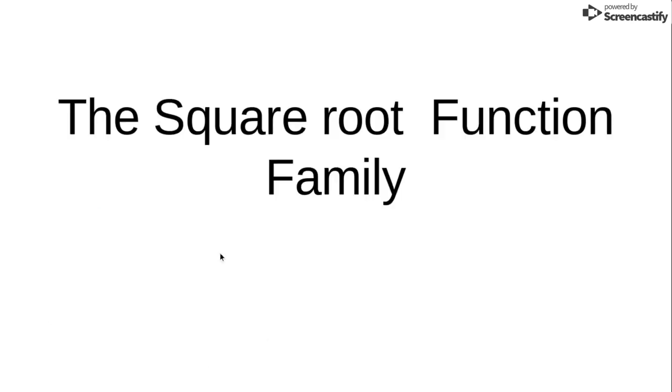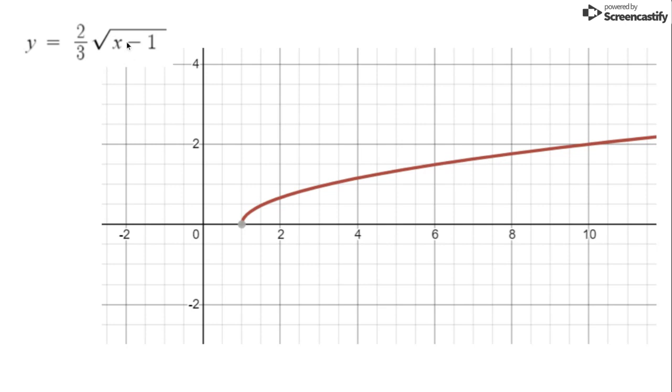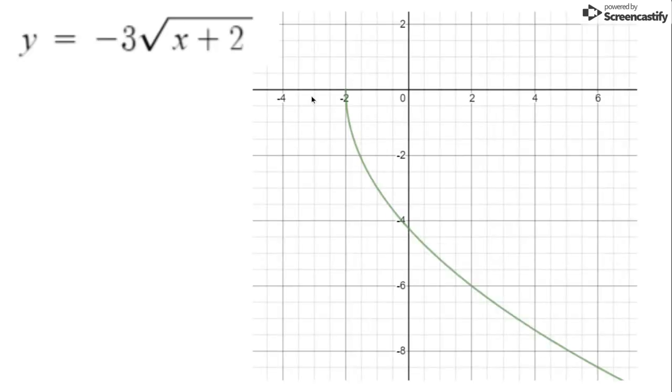The square root function family. The square root function families look like this, and they will have a square root symbol, and they have a definite starting point, and then they kind of curve out like this. Here's another example where you have the -1. So again, it's like a +1. So you move it over 1, and then you have that same kind of a shape. It's kind of like a swoosh shape.